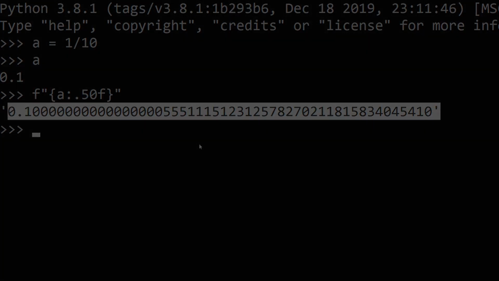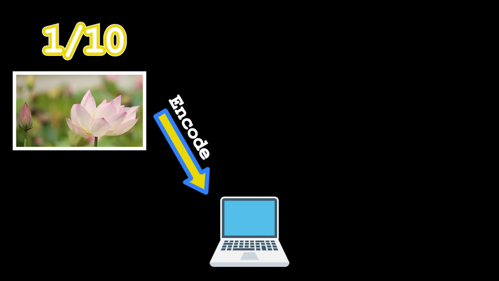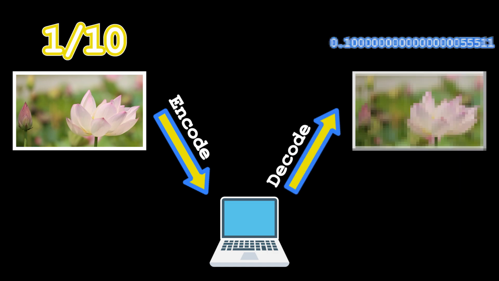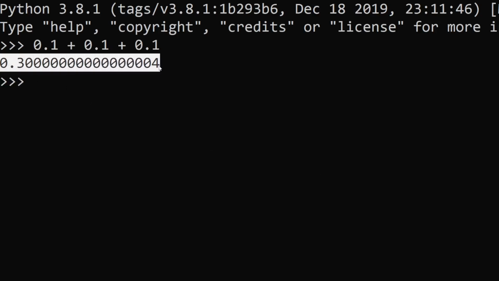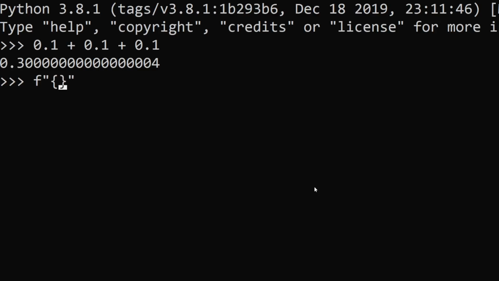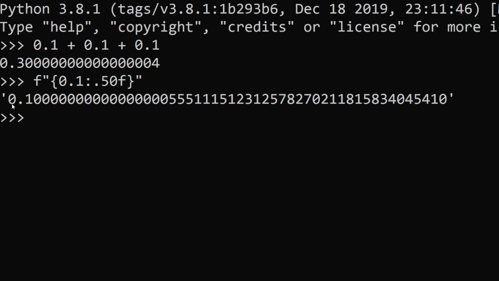So to recap, imagine the real value 1 over 10 as being analogous to a real image. We'll first have to encode this information into our binary system, possibly losing some precision in the process. Then we will have to decode this back to something we can interpret that hopefully resembles as closely as possible our original real data. And now that you understand this, it starts to make much more sense why this operation returned the following. As 0.1 cannot be precisely represented with floats, its actual value will be a very close approximation.